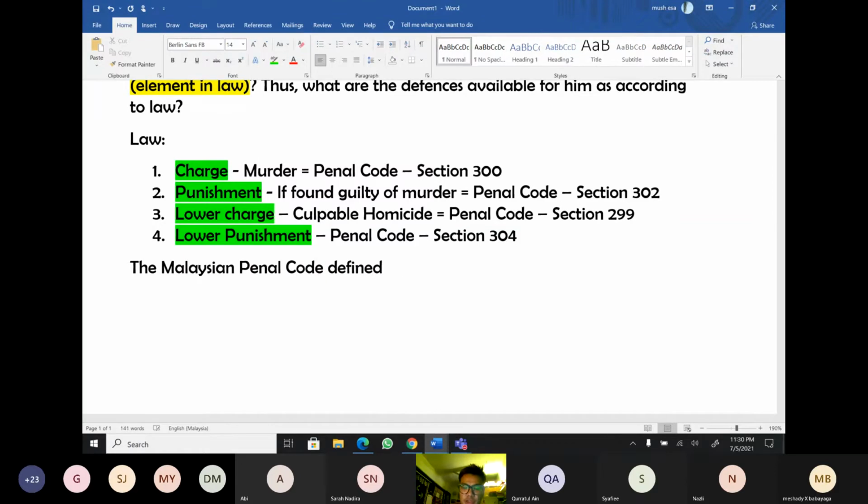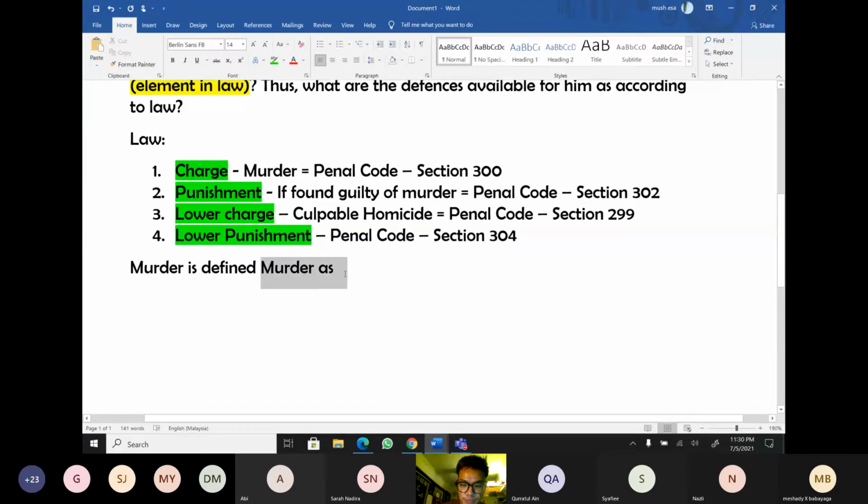Find murder under section 300. Murder is defined as an act. Okay, contohlah, an act of taking away someone else's life.